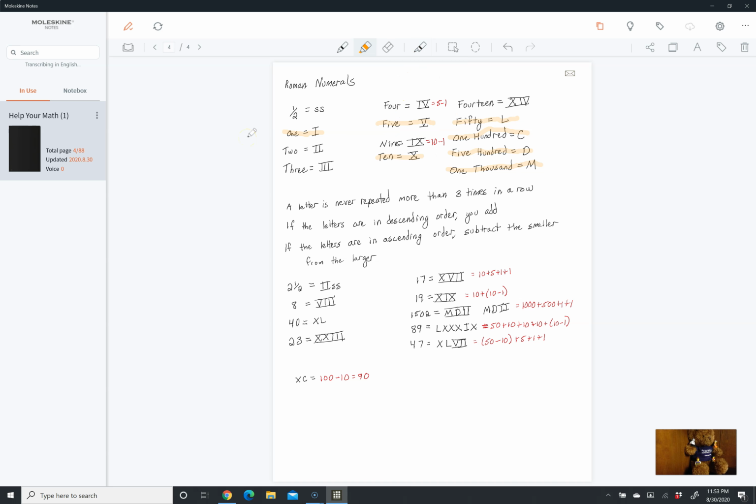Let's do L, X, X, V. Okay, so here, notice we're going down in value. The whole time we're going down. If the letters are going down, then you're adding. So this, L is 50. Then we have 2 10s. Then we have a 5. So this is 75.